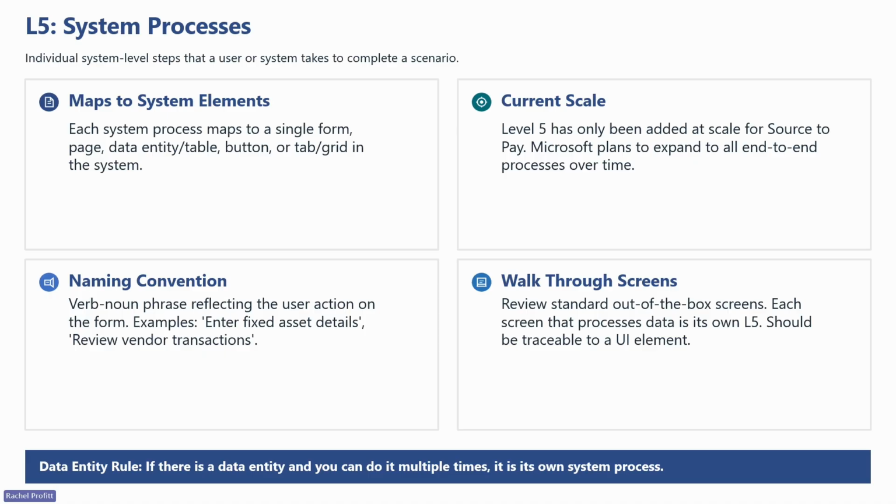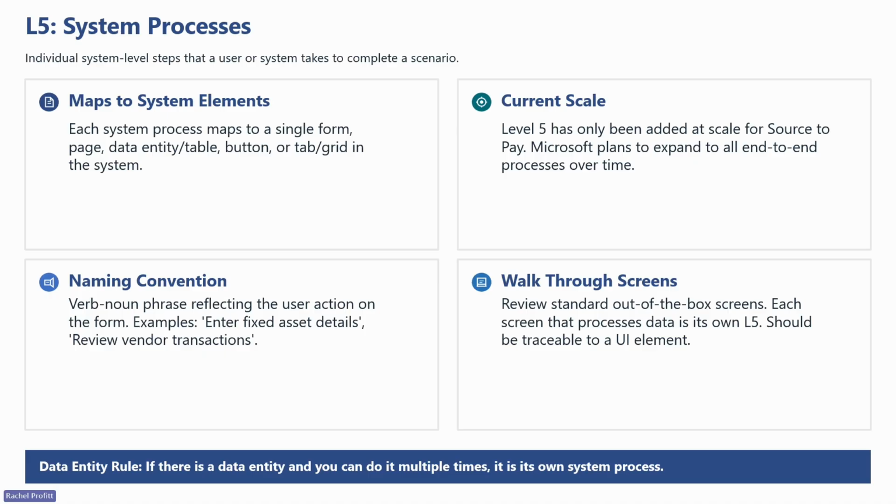So when you think about drawing a flow diagram, it's like create an order, add lines to the order, confirm the order, right? Those would be the examples. And we have more examples a little bit later on. A key point on this slide, though, is traceability. Every system process should map directly to something concrete in the system, a form, a page, a data entity, or a specific action. If you're making one system process for every button or every field, you have gone too far. The naming reflects that as well.